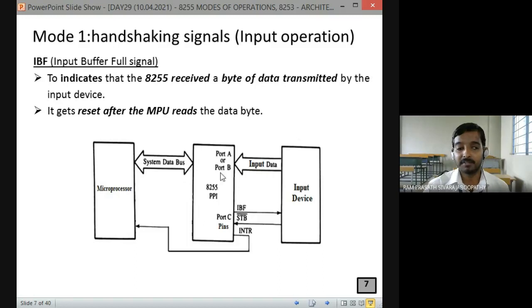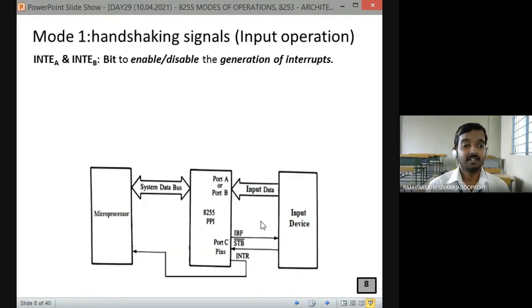Correct? Now, if the microprocessor reads the data in the input buffer, will the input buffer become free? Yes or no? See, if the microprocessor reads this data from port A, what happens to port A? It becomes free now, correct? The data in port A is transferred to the microprocessor. Now, that particular buffer register becomes empty. Then what happens to the input buffer signal? It automatically resets, correct? Yes.